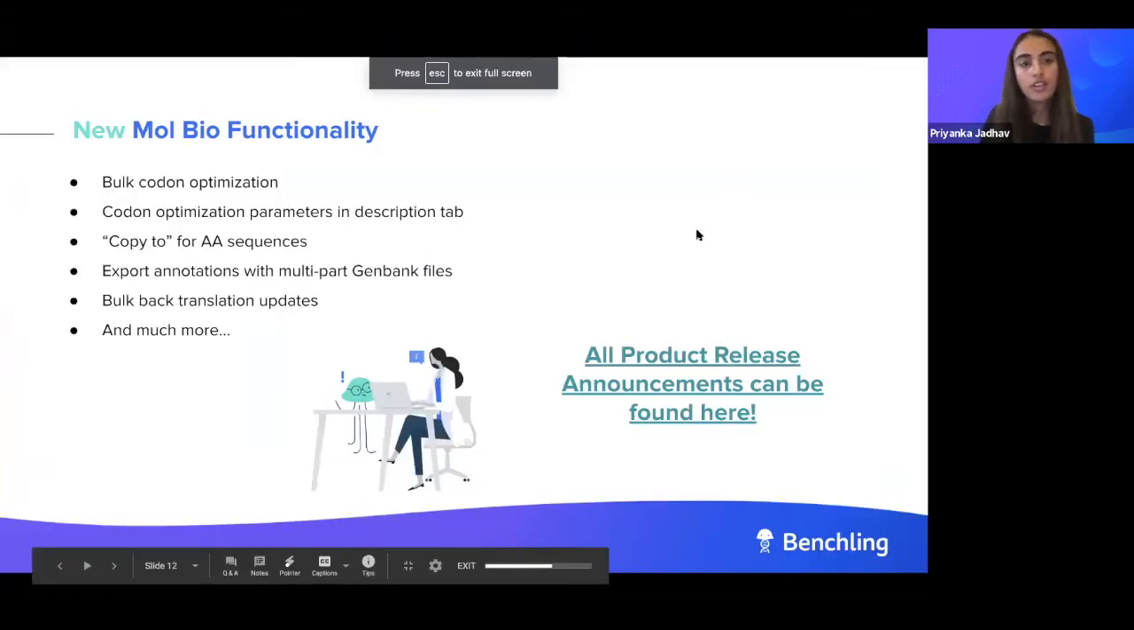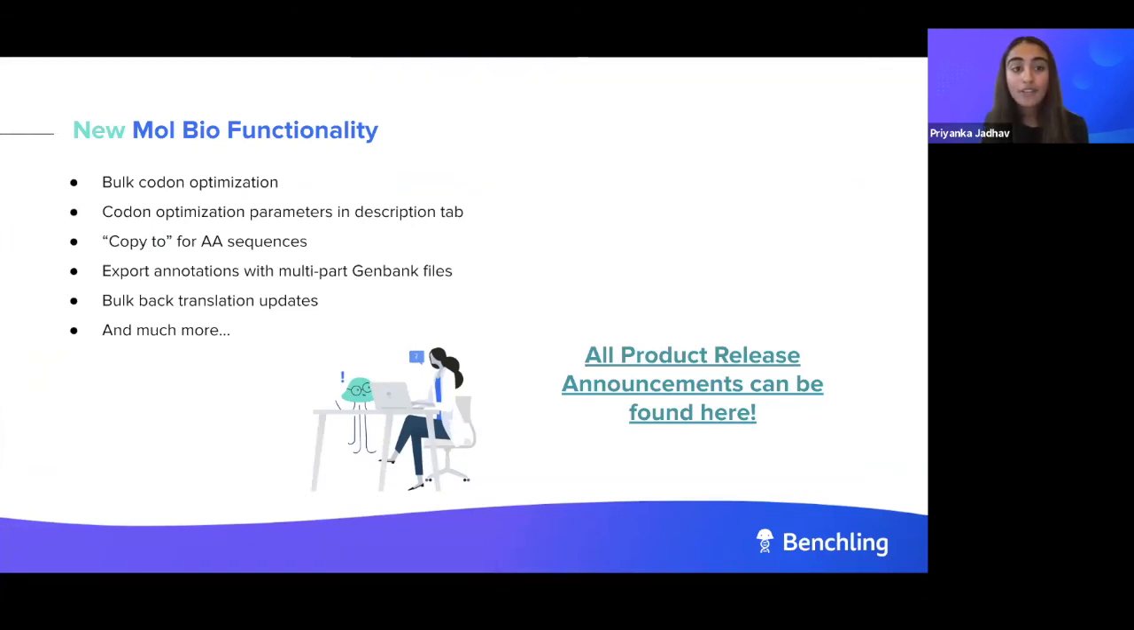Okay. So some of our new molecular biology functionality. We have now introduced bulk codon optimization. If you want to optimize the amino acids you're using to match the frequencies of a certain expression system, we now have the ability to do that through bulk codon optimization and adjusting those parameters in the description tab. In addition, we can now copy to for amino acid sequences, export annotations with multi-part GenBank files, and bulk back translation updates. But for a full list of all of our product releases and new features, you can go to help.benchling.com and get a much more comprehensive list.